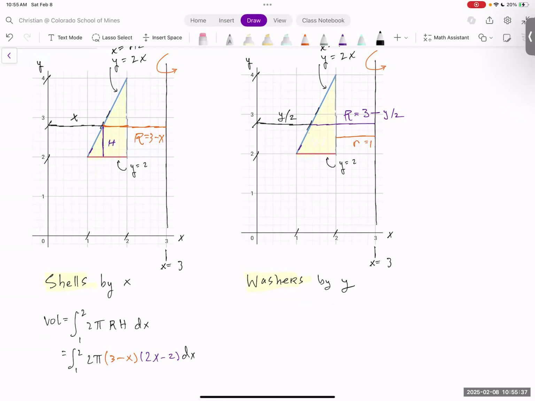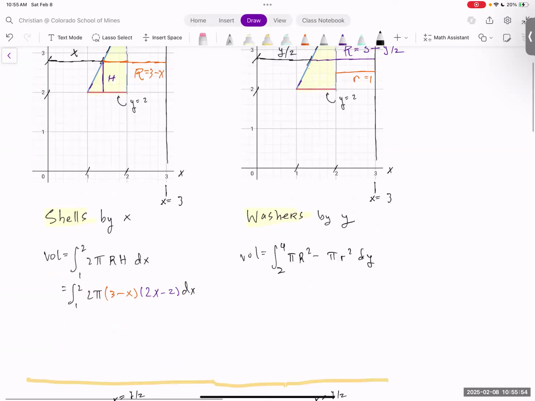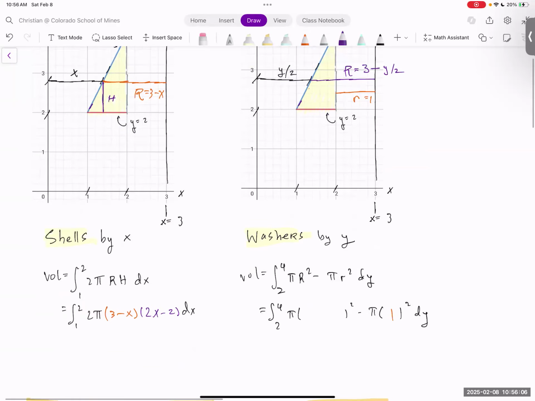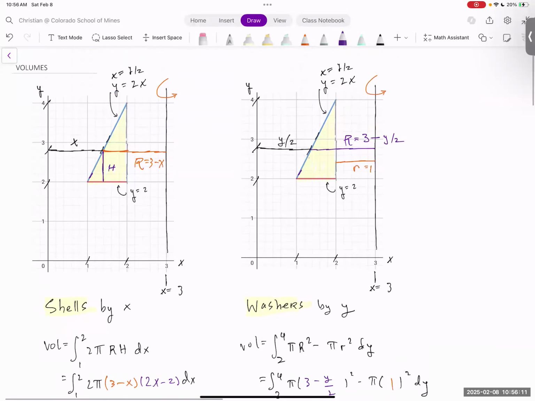So our volume for washers, we're integrating by y. The y bounds go from y equals 2 to y equals 4. So we have the definite integral from 2 to 4 of pi big R squared minus pi little r squared, dy. The little r was 1. The big R was 3 minus y over 2.